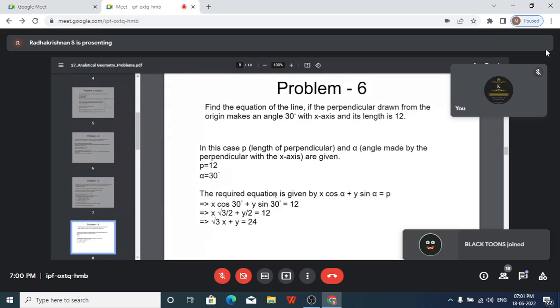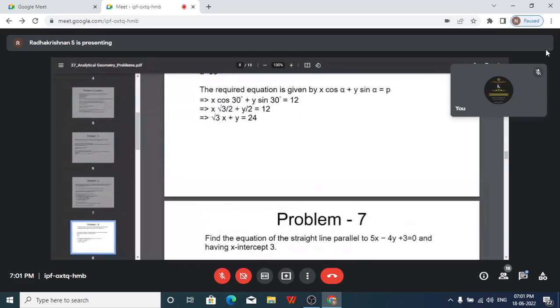Let me go to the next problem. Even problems that look very complicated, if you break them down into steps, each will be simple. 3 or 4 steps will be there. So the same logic. Each step will be very easy to solve.